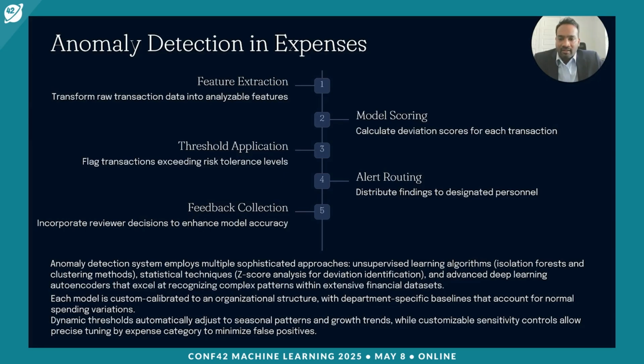Typically, an anomaly detection system employs multiple sophisticated approaches. They could be as simple as unsupervised learning algorithms, or you could utilize statistical techniques like z-score analysis, which are applicable for any distribution functions. You can also go a step further and deploy advanced machine learning or deep learning autoencoders that really excel at recognizing complex patterns within extensive financial data sets. As you can imagine, each model should be custom calibrated to your organization's size and complexity. One model doesn't fit everybody, is the point.